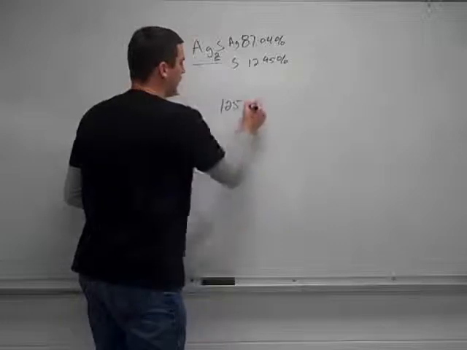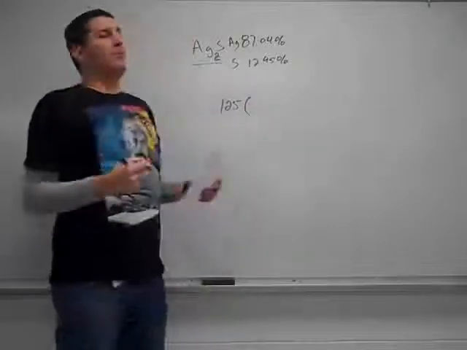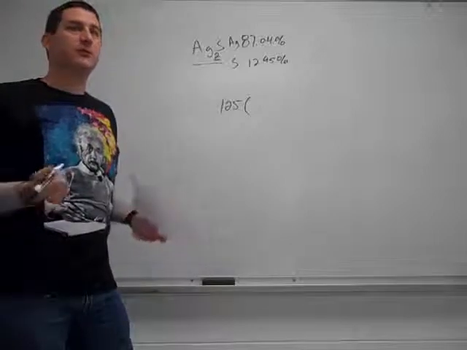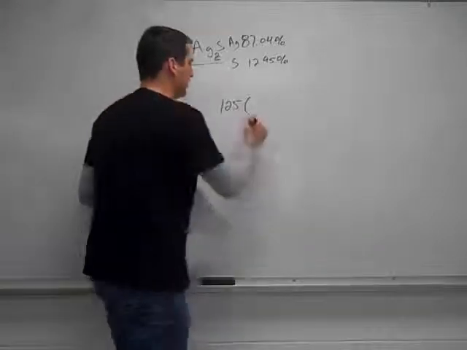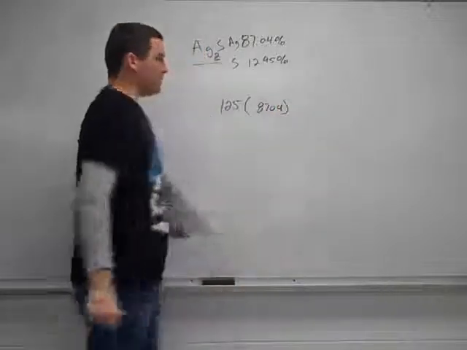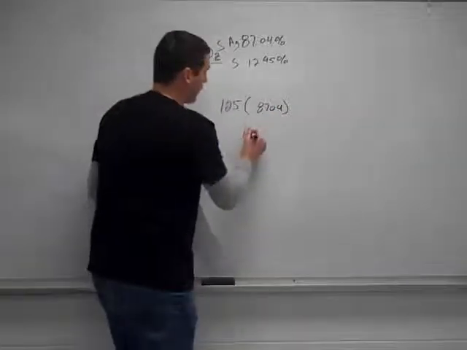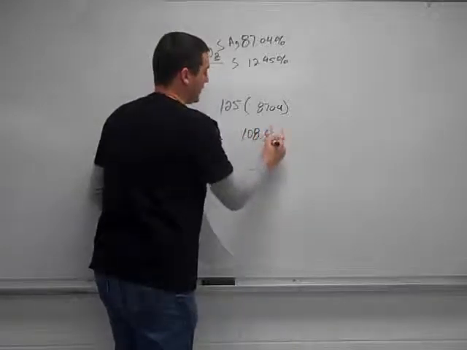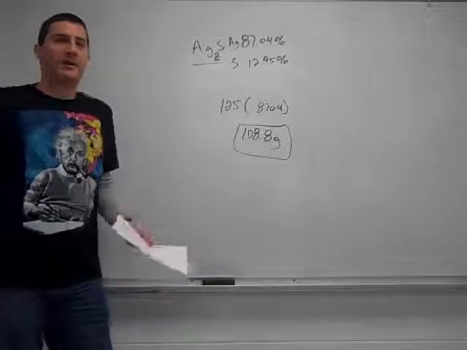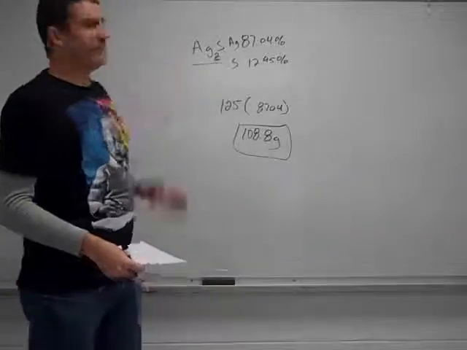So we would do 125 times our percentage. When you multiply by our percentage, you have to put it in decimal form. So we're going to undo our percentage. So we're going to do 0.8704. Once you multiply that out, you should get 108.8 grams of silver can be made if you have 125 grams of silver sulfide.